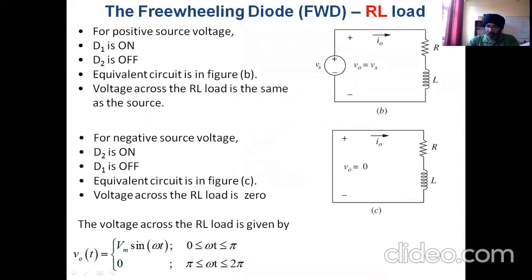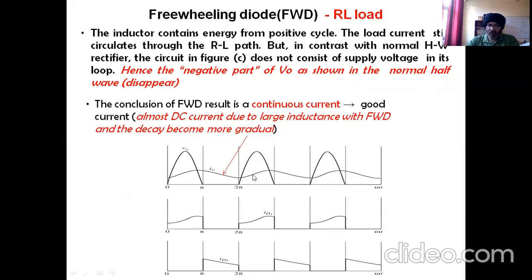And if the value of inductance is larger, this can be even higher. It means the releasing of the energy can be slow and very less. So we can remove the ripples just by increasing the value of inductance. But due to this freewheeling diode, the inductor continues to release the energy, or the current continues to decay very slowly, in a gradual manner like this.